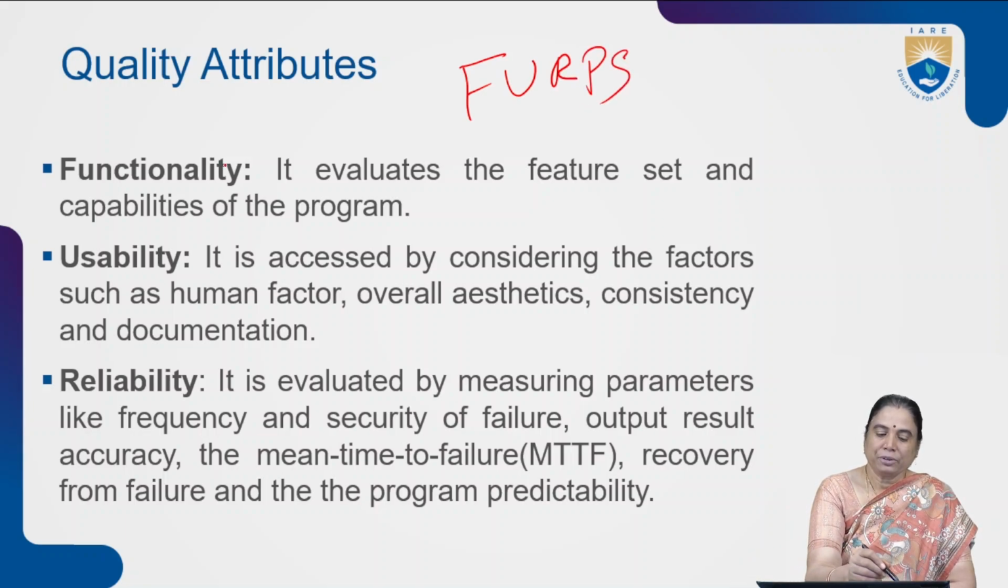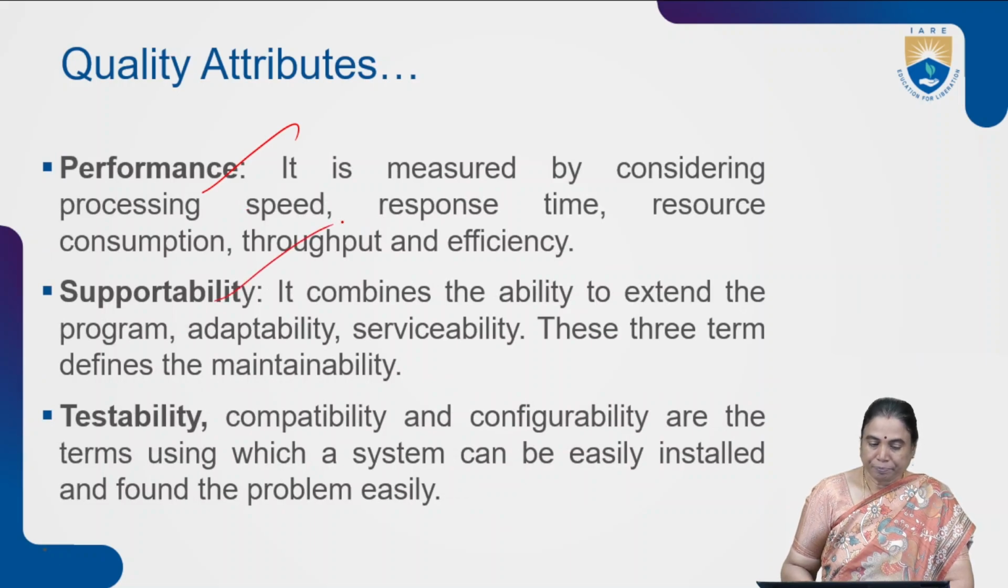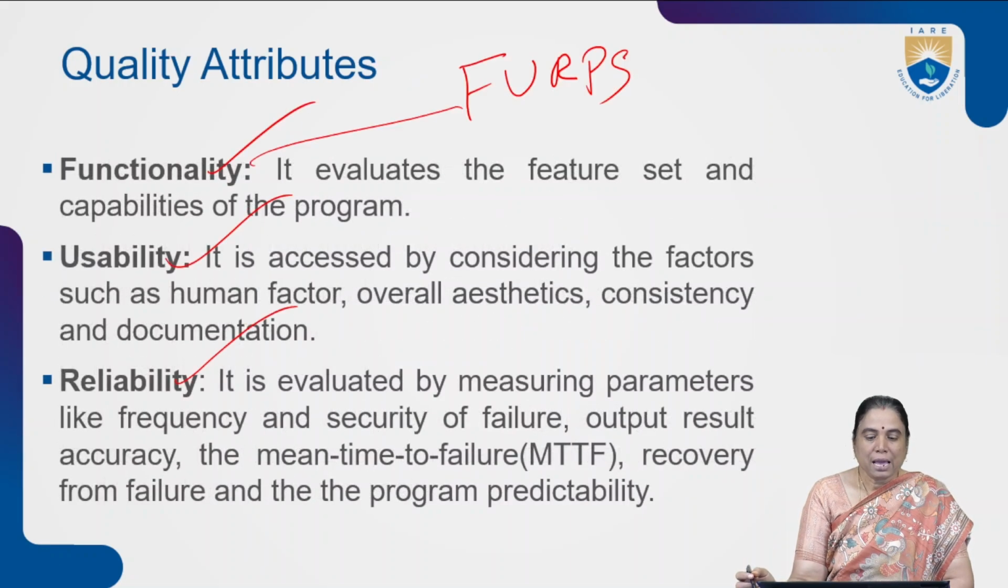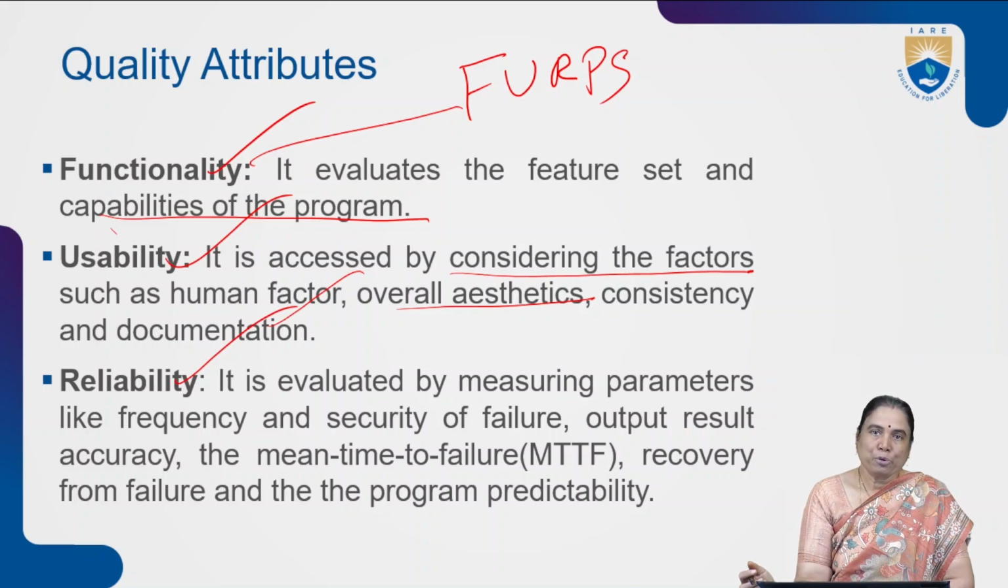F means functionality, U means usability, R means reliability, P means performance, S means supportability. The functionality evaluates the feature set and capabilities of the program. Usability is assessed by considering factors such as human factors, overall aesthetics, consistency, and documentation issues are focused in the usability.